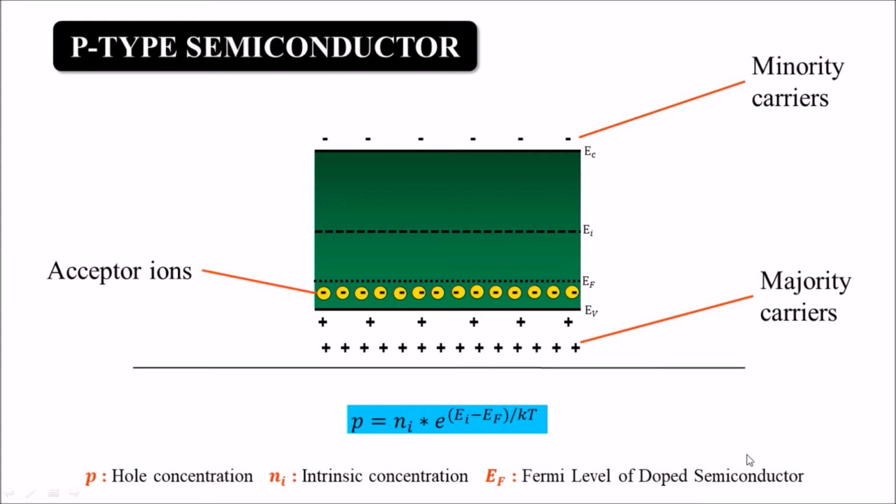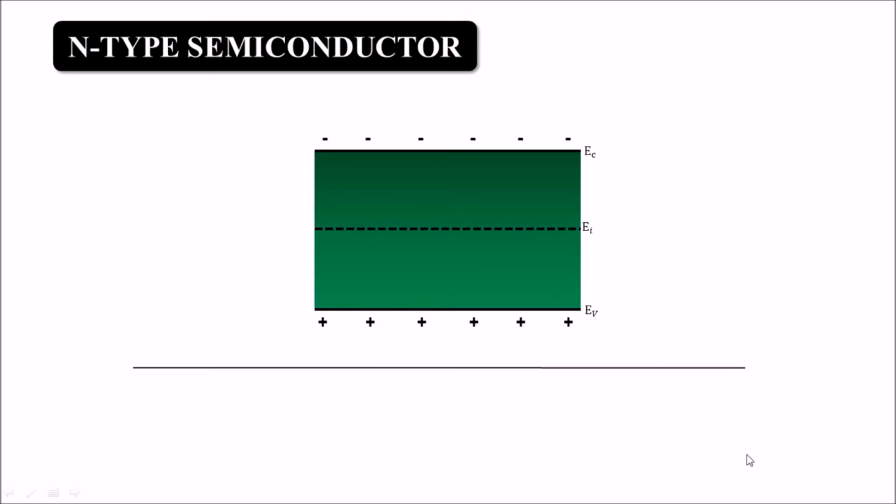Now in N-type we need to dope it with donor impurities, and donor impurities have the property that they have excess electrons with respect to the intrinsic semiconductor. So if we apply thermal energy, then these electrons will cross this EC and come into the conduction band.